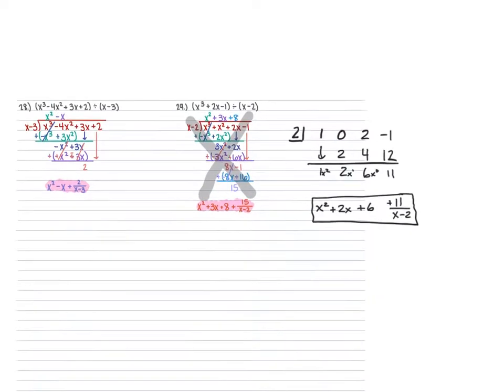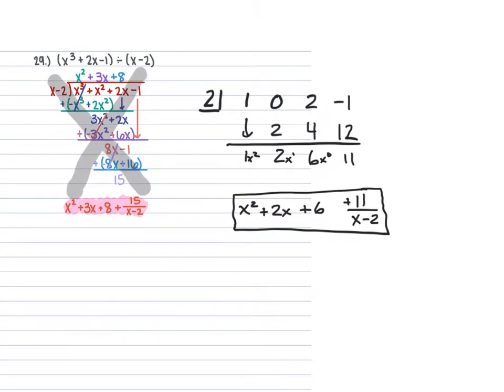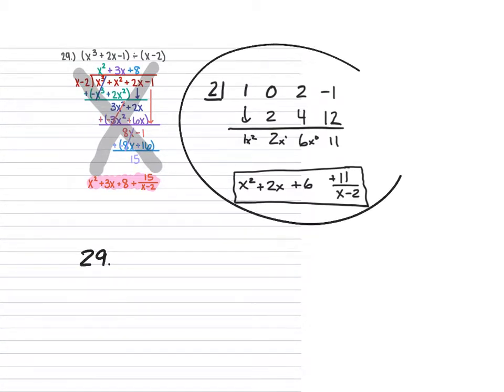Okay, last but not least, we've got the ones with synthetic division. Now in here, we'd done them out with long division, so I'm going to actually redo them here. So let's do 29. The answers are already right here, but I'm going to redo it just so that we can all see how to do it. We had x to the third power plus 2x minus 1 divided by x minus 2.